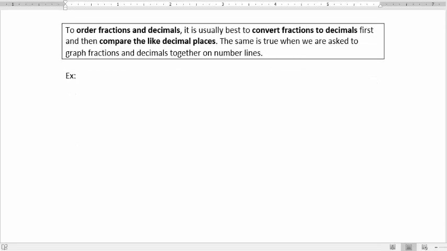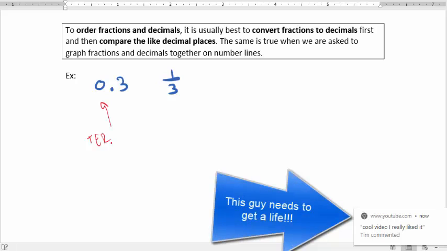All right, and then when you're going to order fractions and decimals, it's probably best to convert fractions to decimals first. Because the common one that I tend to give is something like 0.3 versus 1/3, right? We just did this. So 0.3 ends, right? That's a terminating decimal. And this is actually a repeating decimal.